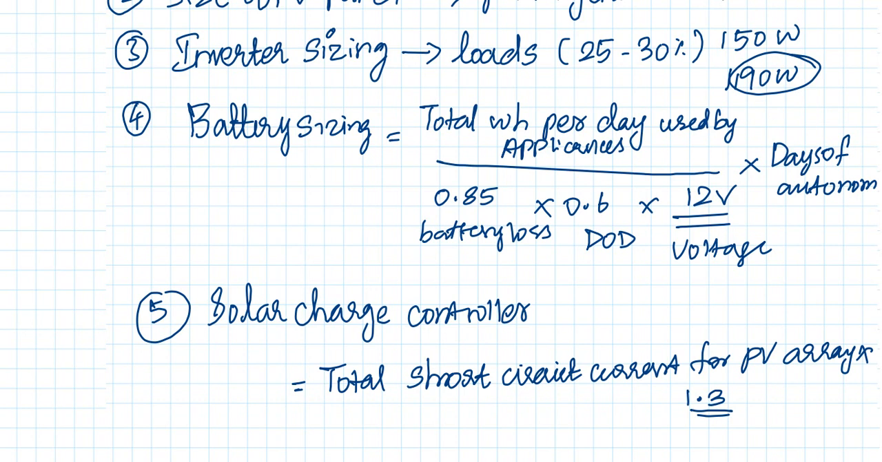So whatever panel rating we are considering, accordingly we have to multiply those values. We are going to get the current rating of the solar charge controller. We have to choose above the particular rating arrived at in step 5. So this is the way we have to use the practical sizing of the PV panel and batteries for the appliances. Thank you.